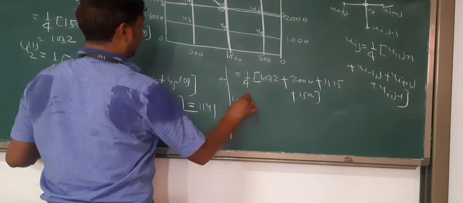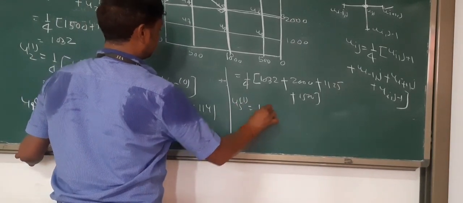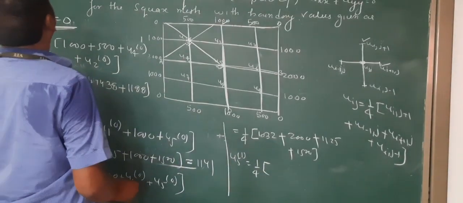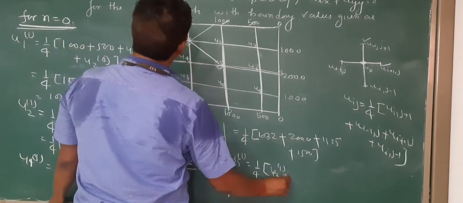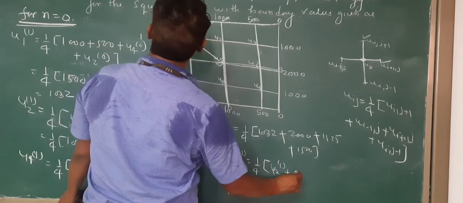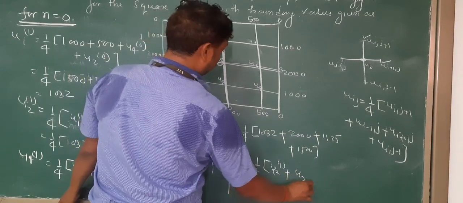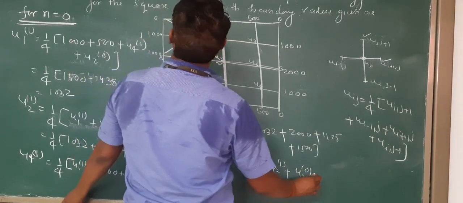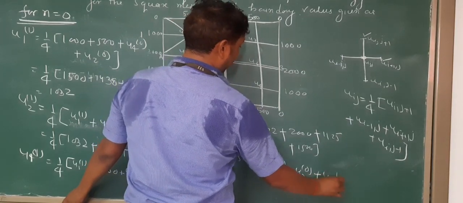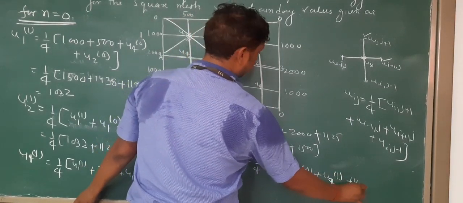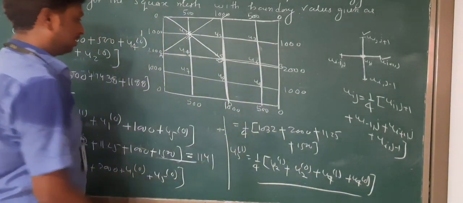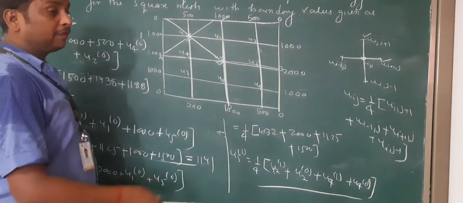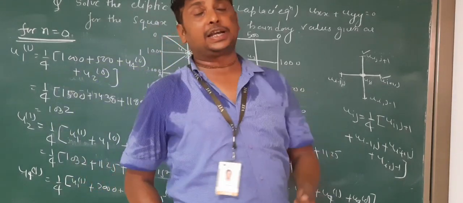And what about U51? U51 means U21 plus U20 plus U41 plus U40. Just put the values, you will get the answer. All values you have. So in that way you calculated for the first iteration.